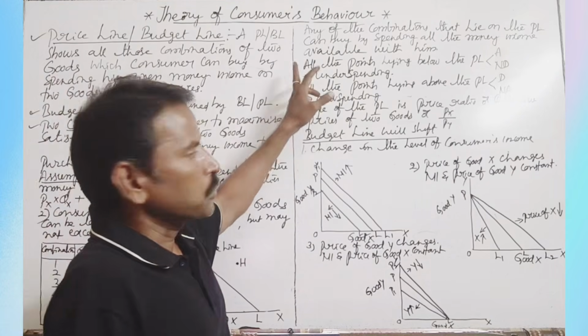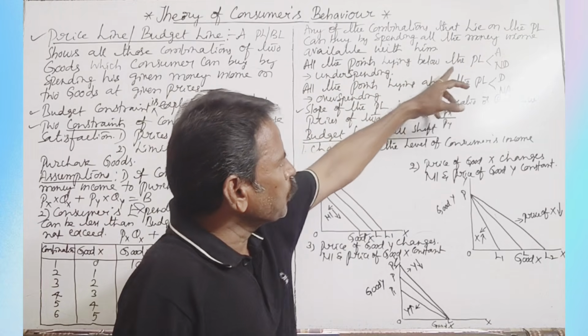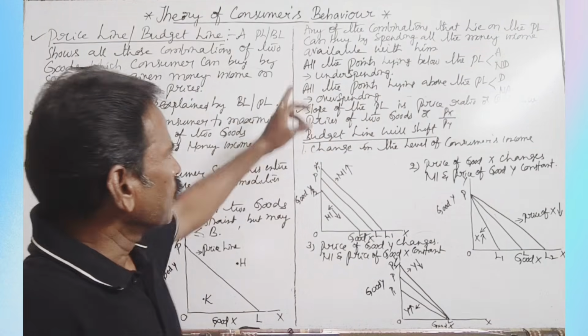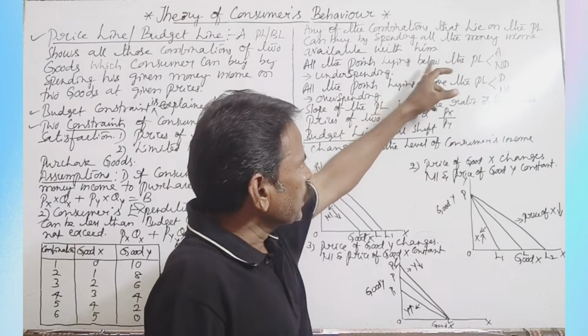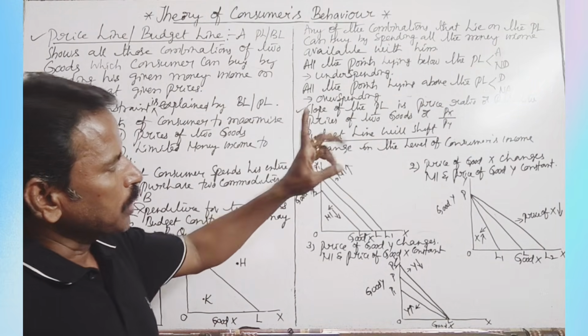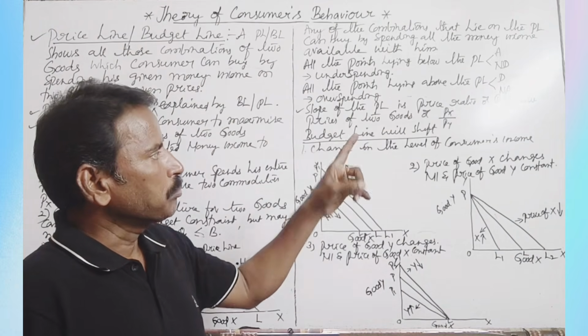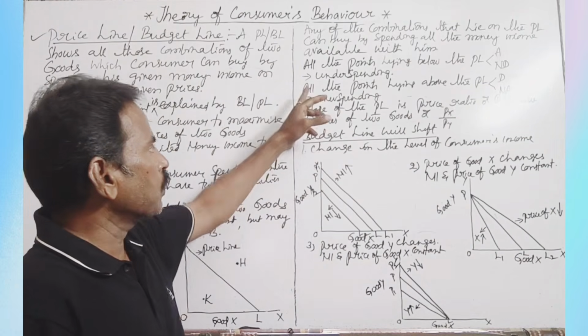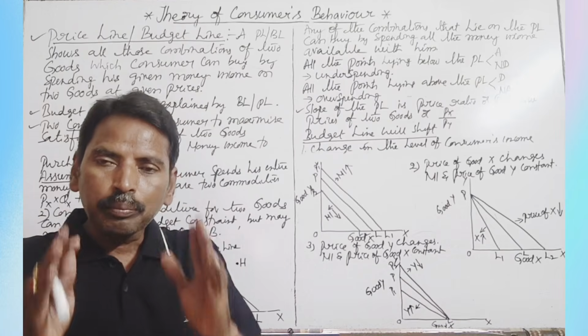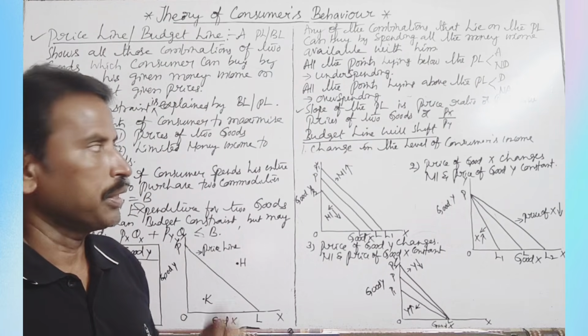So next, all the points lying below the price line, that is called K. That means attainable, not desirable. Attainable but not desirable, that is called underspending. Surplus money income available with the consumer, that is one.